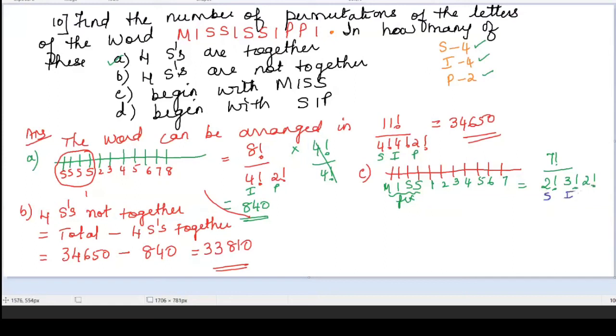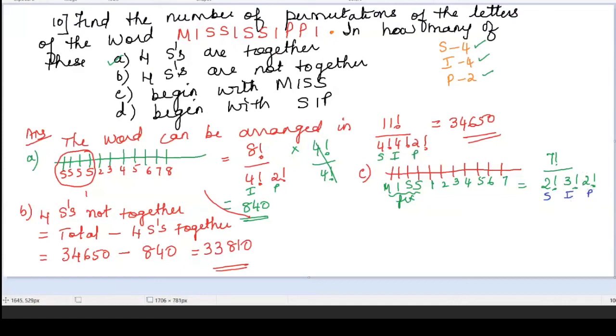Did you all understand why I wrote that 2 factorial? Because the S were 4. Out of that, 2 are already fixed. So only 2 are there to arrange. So 2 are repeated. Following? Out of the 4 I's, 1 I is gone fixed. So only 3 are there. So therefore 3 factorial for I. Okay, and 2 factorial for P.